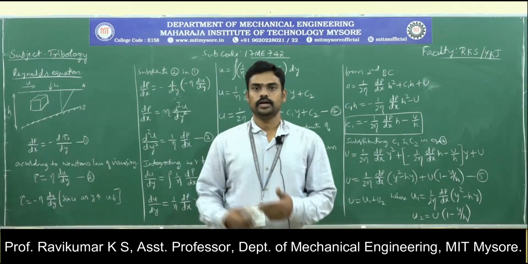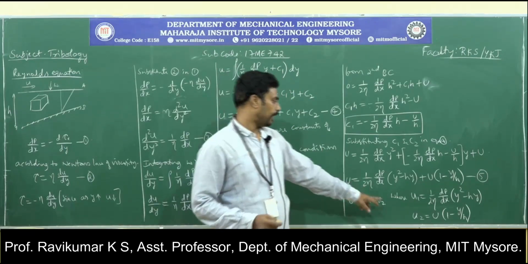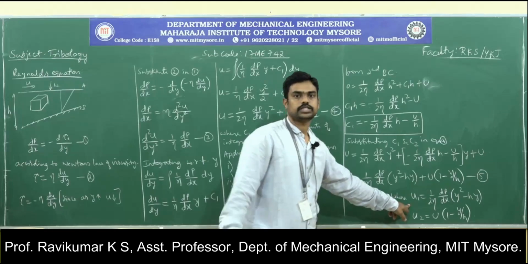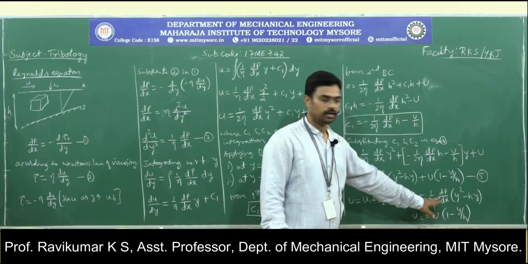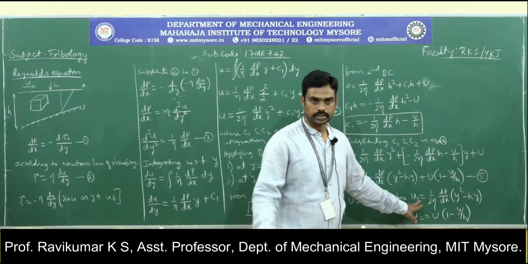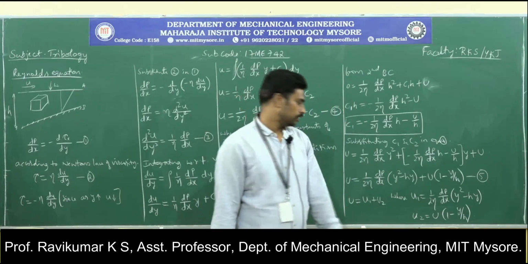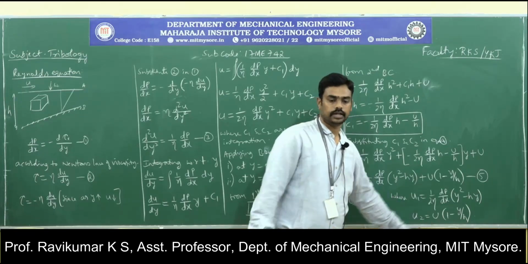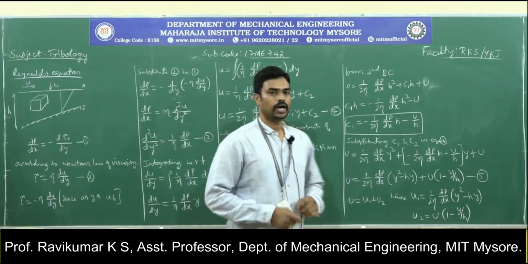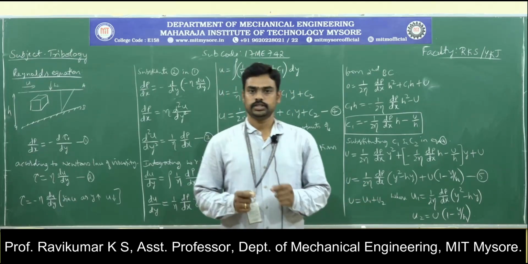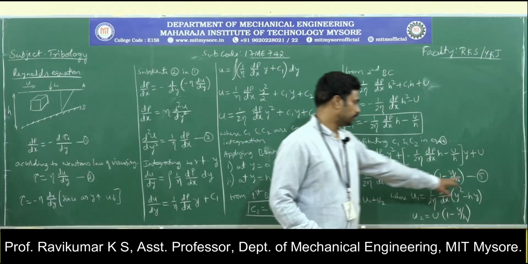So I will get the velocity as two terms. The first term indicates the parabolic velocity distribution, because there is a pressure gradient. u2 indicates the linear velocity distribution. By looking at the equation you can conclude that u2 has a linear velocity distribution and u1 has a parabolic velocity distribution. This equation I will call equation number 5.